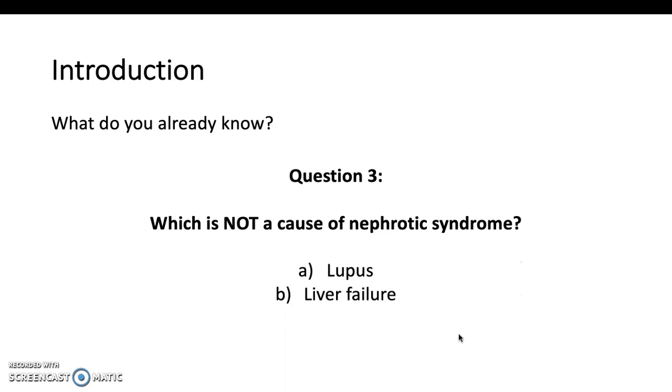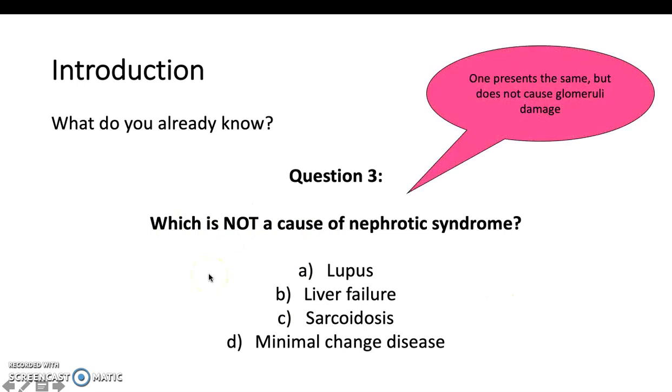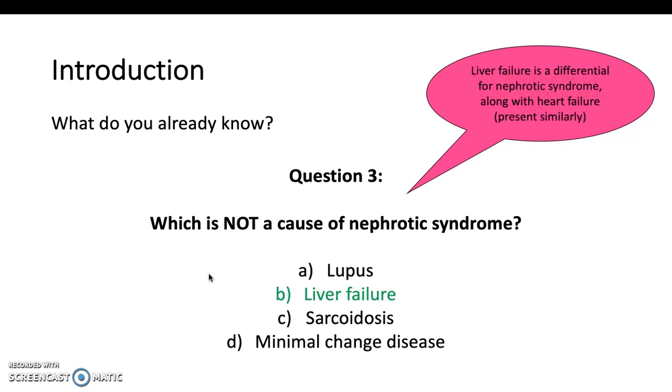What is not a cause of nephrotic syndrome? Lupus, liver failure, sarcoidosis, or minimal change disease. One of these presents the same but is not a cause of glomerular damage. It's liver failure. It can present the same, along with heart failure, and that will be a differential that you think about.